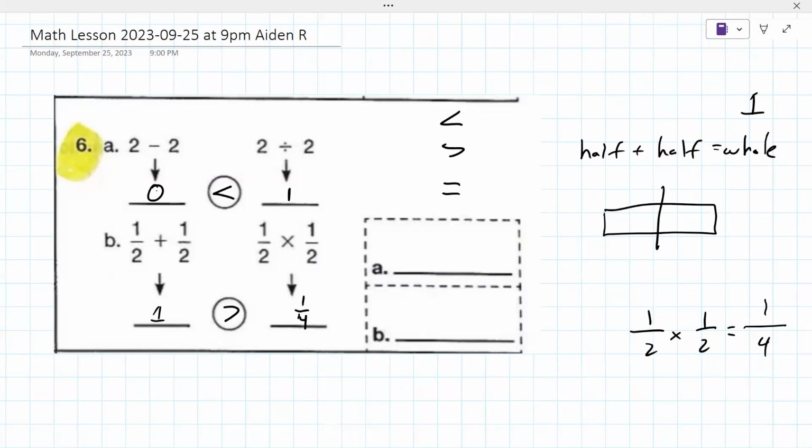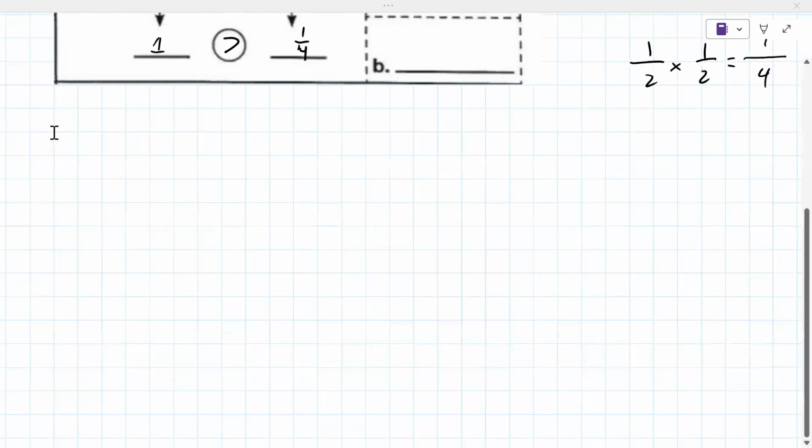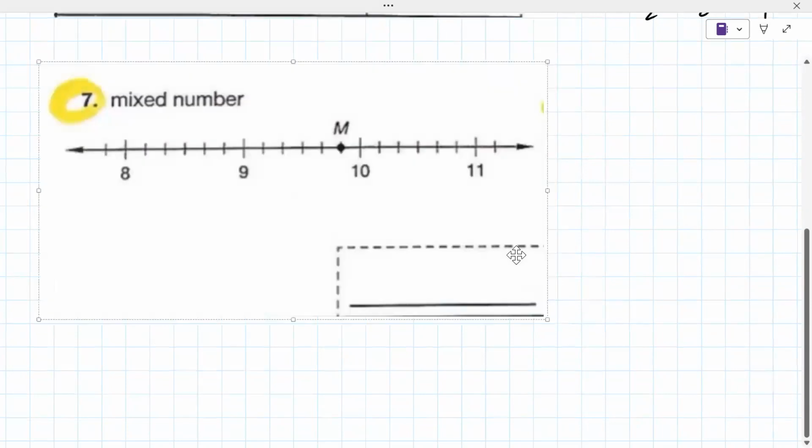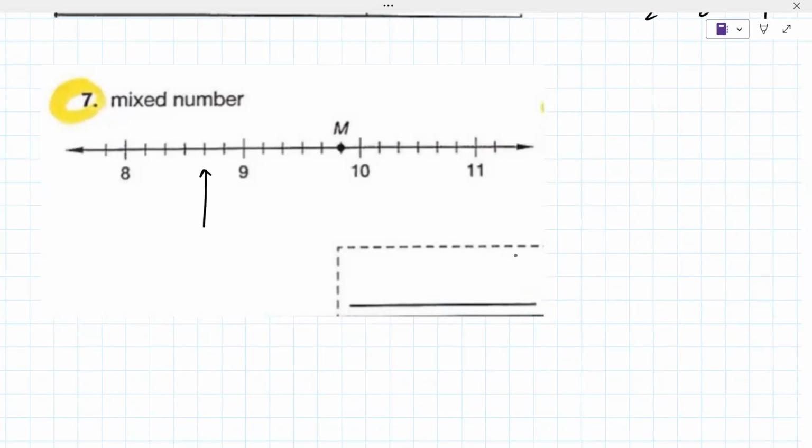All right, let's look at number 7. Mixed number. So let me point to a different place, like this place right there. Now, if I were to count, there are 1, 2, 3, 4, 5, and then 6 tick marks. This last one gets included, or the beginning one, but there's 6 total. So this one I'm pointing at right there is 8 and 4/6.